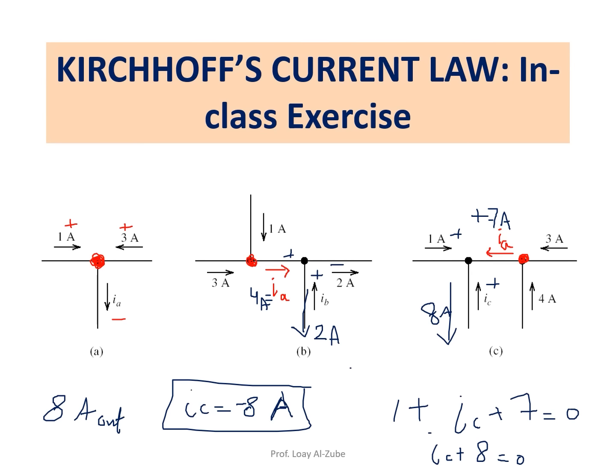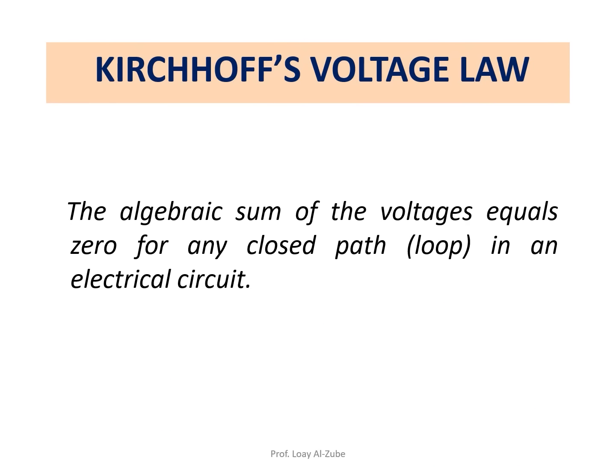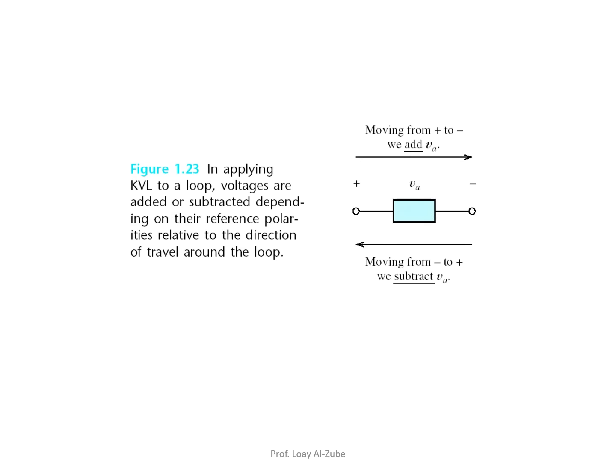Alrighty. Now, for the other Kirchhoff's law, which is the voltage law: the algebraic sum of the voltages equals 0 for any closed path or loop in an electric circuit, right? And remember, we don't care about what's inside the box. It should be a collection of other circuits. But if you have VA that is positive and negative, going from this point to that point, that's negative. From this point to that point, that's positive. And we're going to solve a problem here.